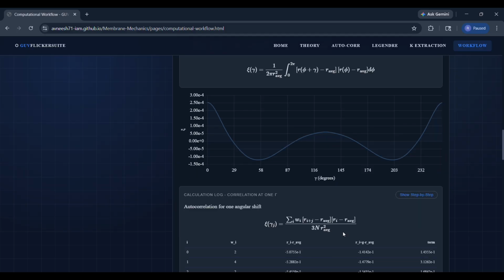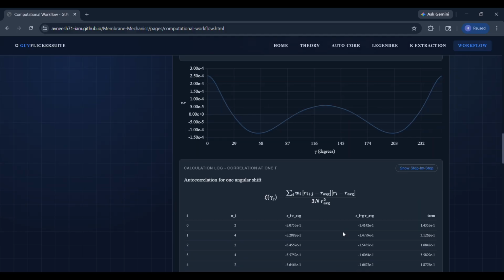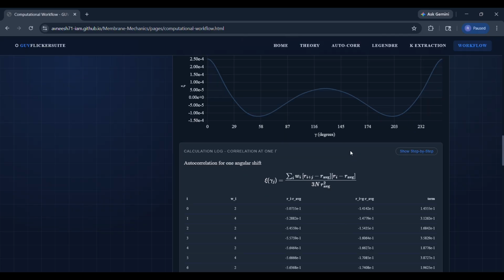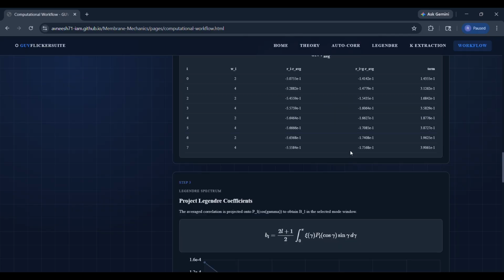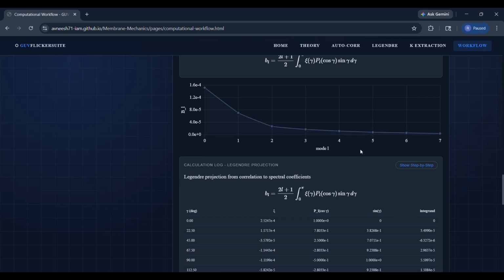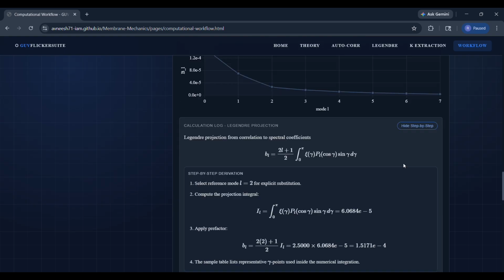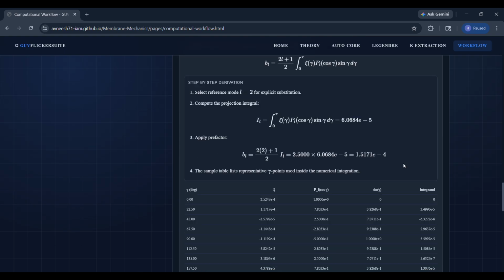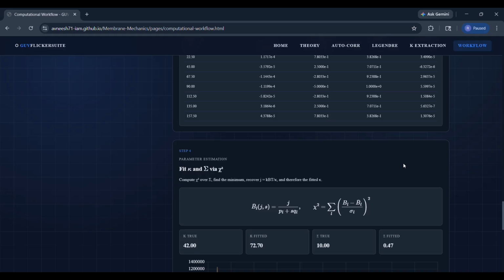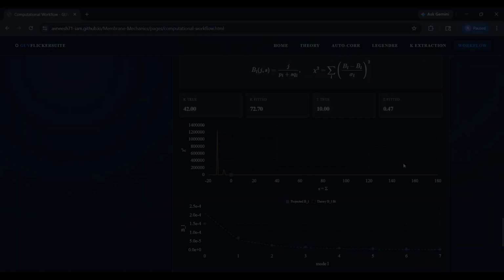As we can see here, angular autocorrelation has two minima because of L2 values, and if we move down, we can see all of the formulas and calculations which you might want to explore.